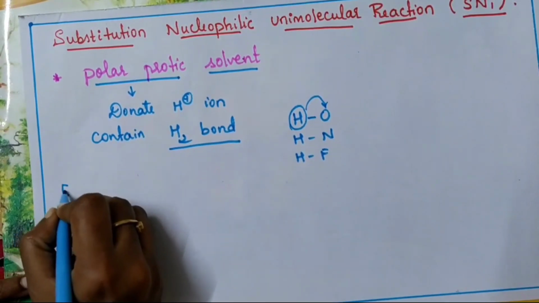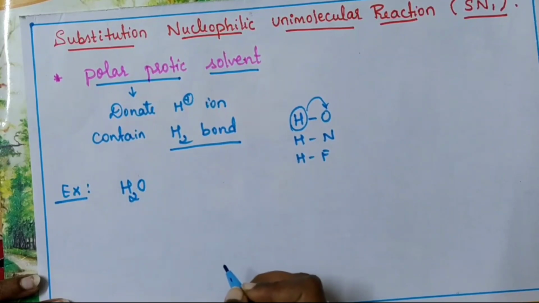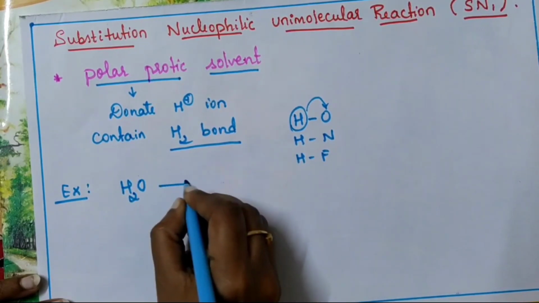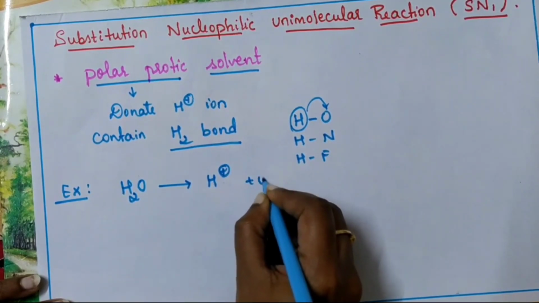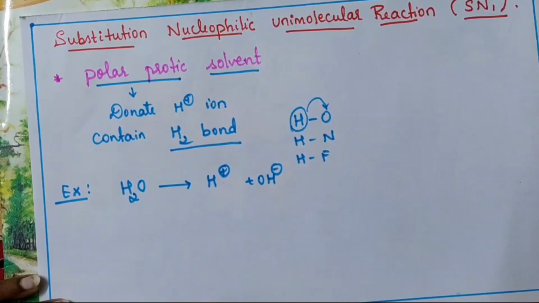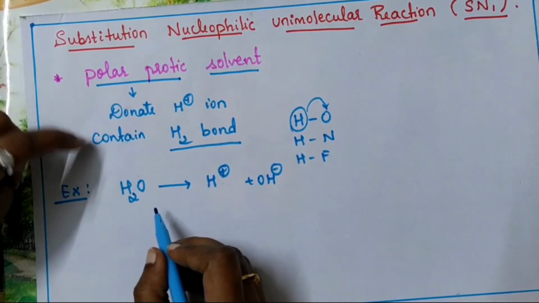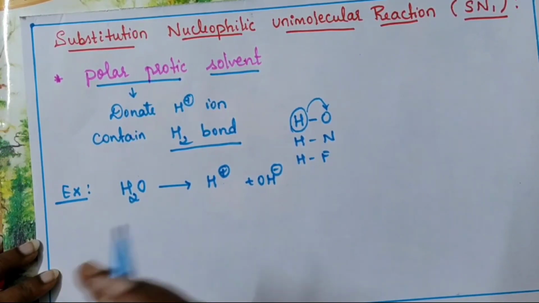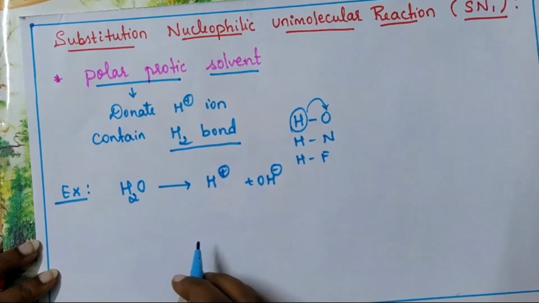For example, consider water. If water undergoes ionization, it is going to form H plus and OH minus. Correct? This water is going to exhibit these two conditions, that there is a hydrogen bond between hydrogen and oxygen, and also it is going to donate H plus.